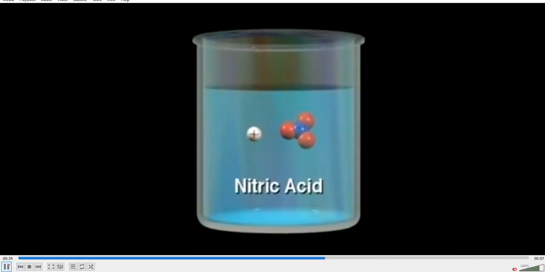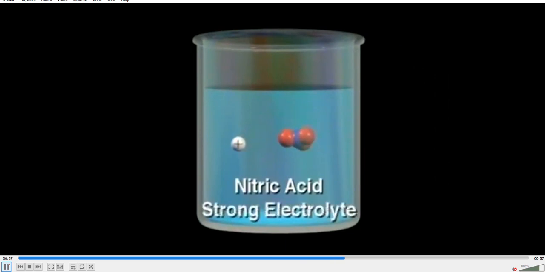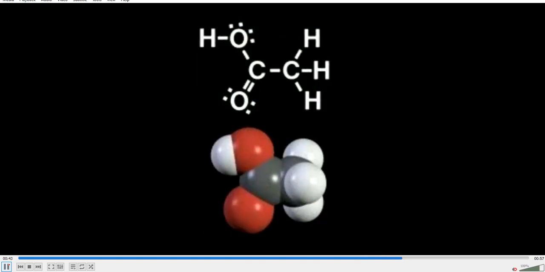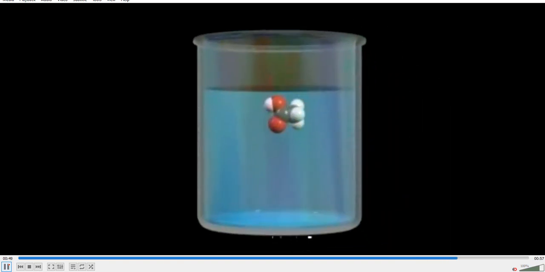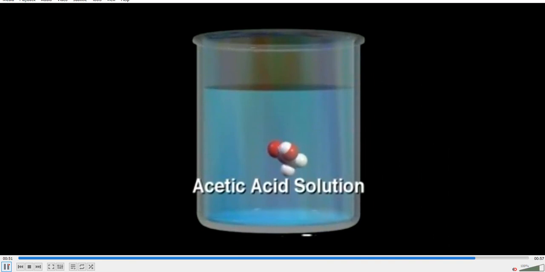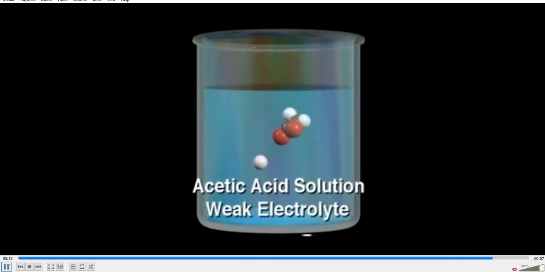We also have other types of acids. So this is nitric acid. Notice how it completely dissociated, so that's also a strong acid, aka a strong electrolyte. This is a weak acid, aka a weak electrolyte, because it doesn't always separate, and when it does, the original molecule could want it back.